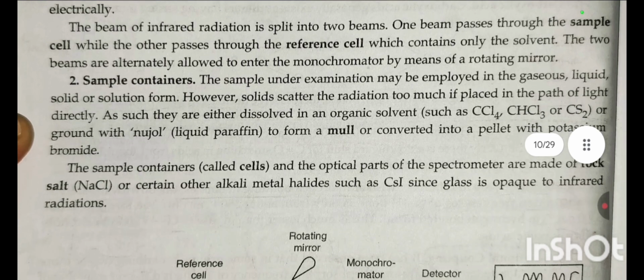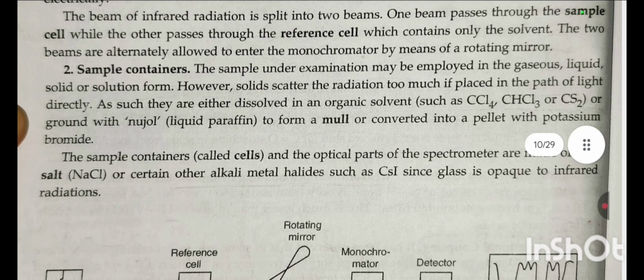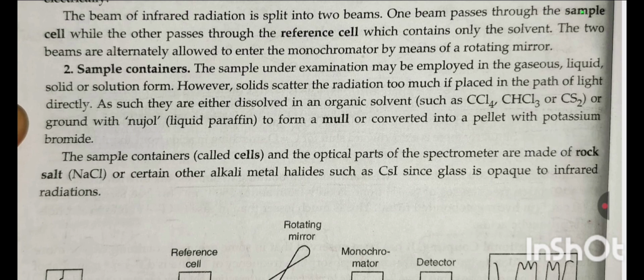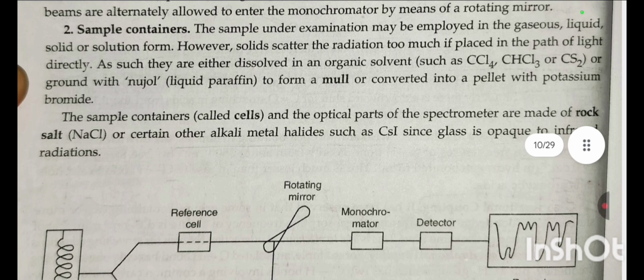The beam of infrared radiation is split into two beams. One beam passes through the sample cell while the other passes through the reference cell, which contains only the solvent. The two beams are alternately allowed to enter the monochromator by means of a rotating mirror. Sample containers. The sample under examination may be employed in the gaseous, liquid, solid, or solution form.